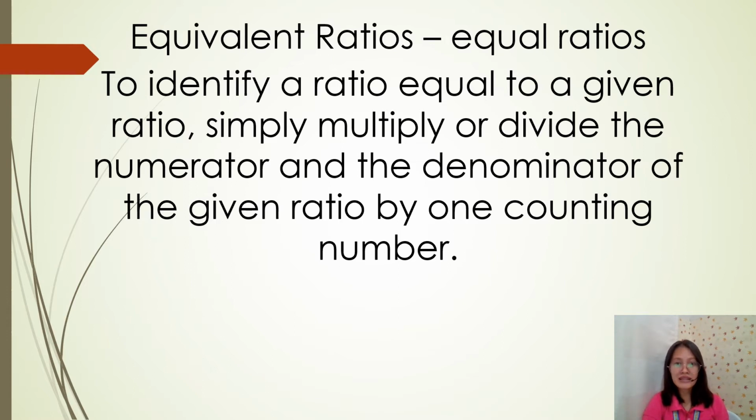Kapag nasa base ratio siya, or yung nasa pinakamaliit na ratio, para makuha natin ang equivalent ratio niya, we multiply by one counting number. Ano ba yung mga counting number na yon? We start with 1, 2, 3, 4, 5, 6, 7, 8, 9, 10, etc. Not included po si 0 as counting number. Mag-i-start po tayo kay 1. Kapag naman masyadong malaki yung ating given ratio, we divide the numerator and the denominator to simplify. So, isi-simplify naman po natin siya kapag sobrang laki to get the equivalent ratio.